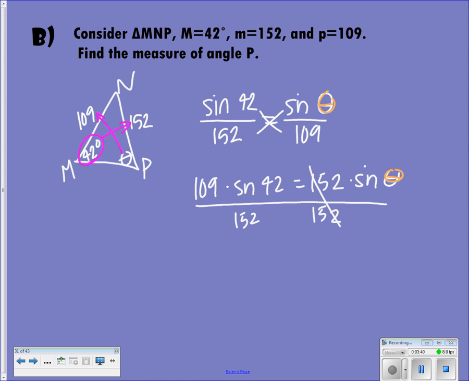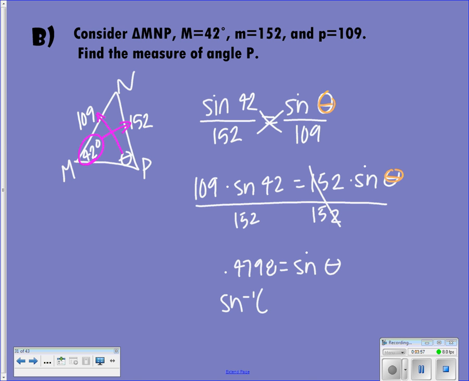So again, you can type this all in your calculator at one time: 109 times sine 42. Hit enter before you divide by 152, and you should get 0.4798 equals the sine of theta. And remember from a couple sections ago, if you're solving for the angle, you have to take the inverse.